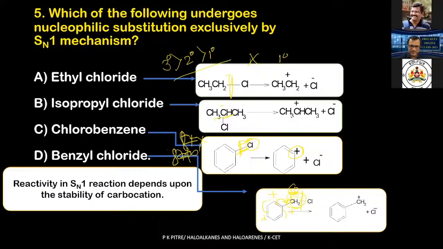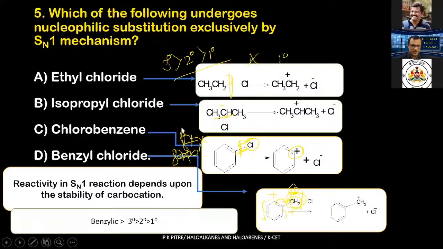Stable than your secondary carbocation also. And therefore, the option for this reaction, this particular question, should be D1 and not your B1. Though it is primary, benzyl carbocations are more stable than tertiary also. This is a generalized concept. It situationally changes also. In general, benzylic are more stable than tertiary, which are more stable than secondary, which are more stable than primary.